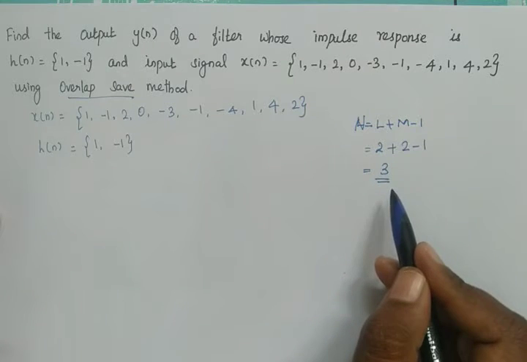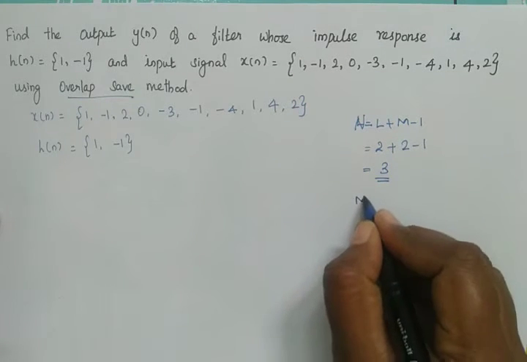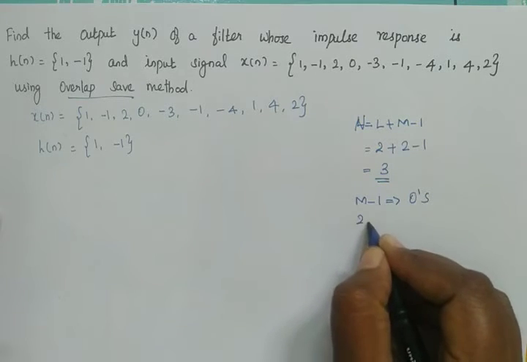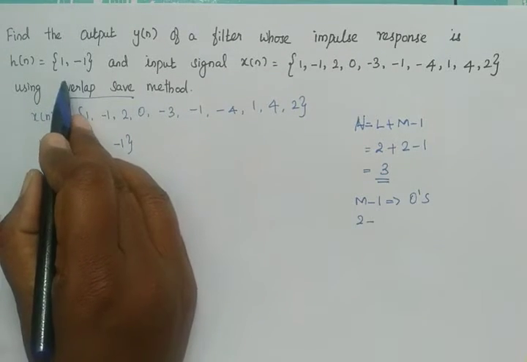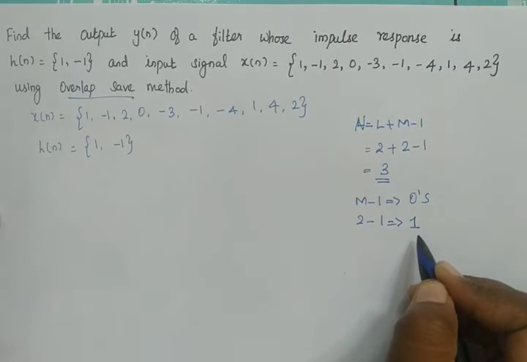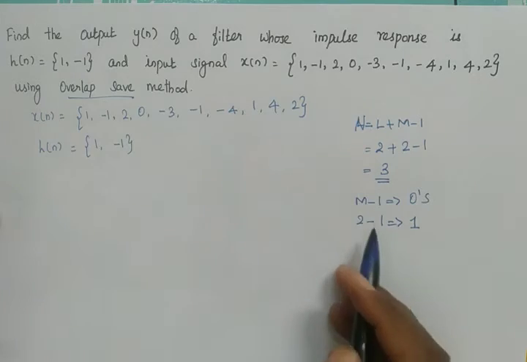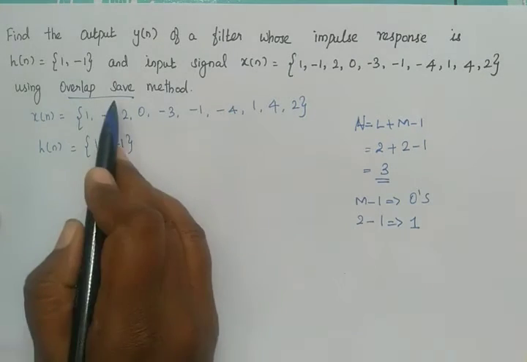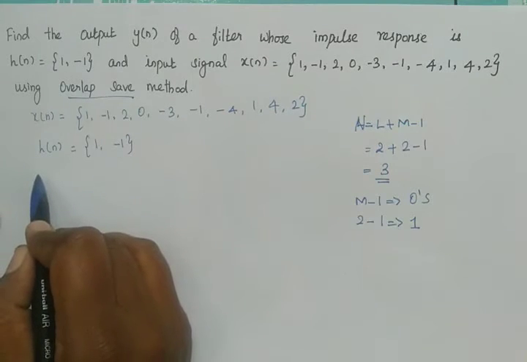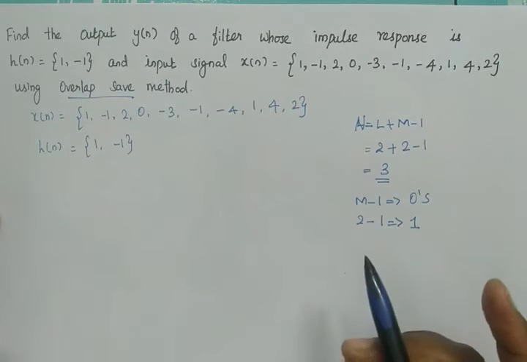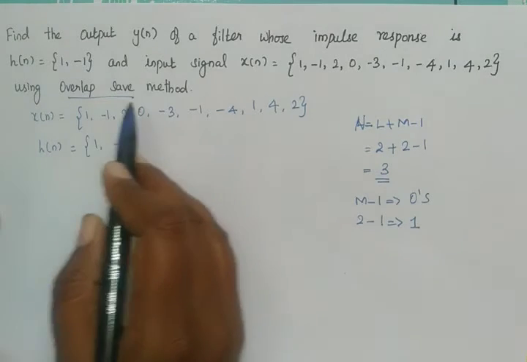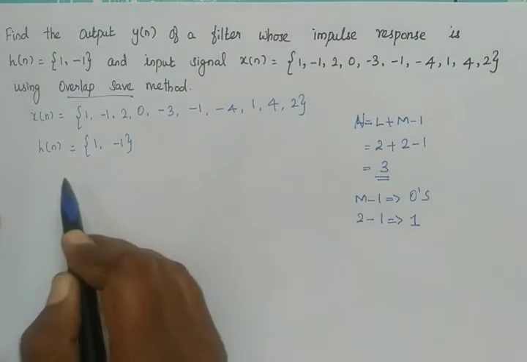to add 0. So how many zeros should be added? M minus 1 zeros should be added. What is that M? M is equal to 2 because the impulse response has 2 numbers. So M equals 2, minus 1 will be equal to 1. So one 0 should be added. If it is the overlap save method, what we have to do is add this 0 in the beginning. If it is the overlap add method, we used to add the zeros at the end. We have to append the zeros at the end. Since it is the overlap save method, we are going to append this in the beginning.